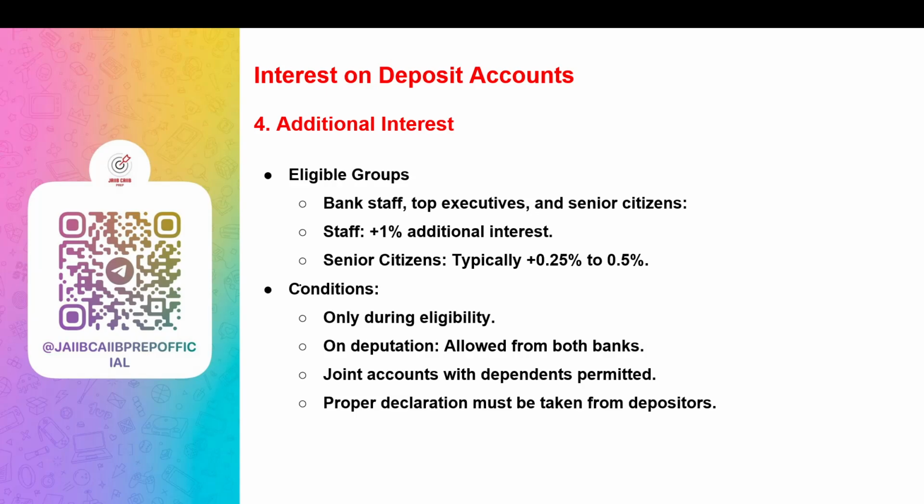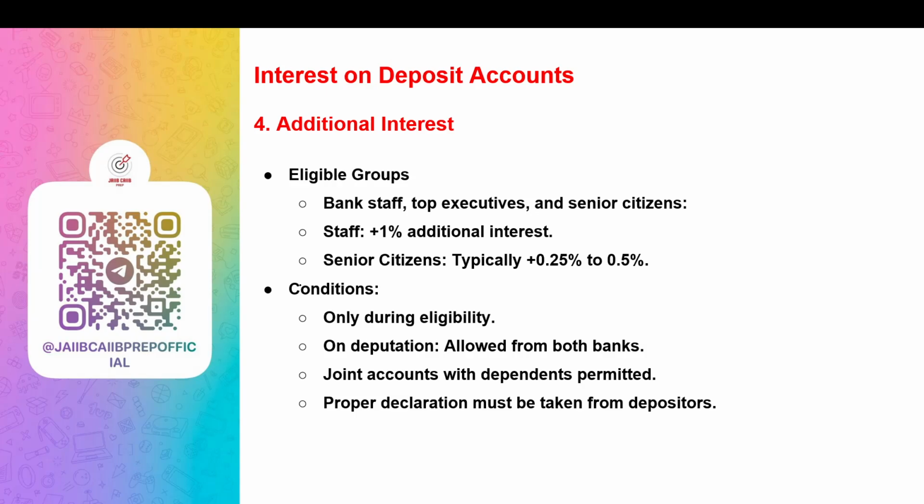So if the regular FD rate is 6%, a bank employee will get 7%. Number two, senior citizens. Banks usually offer 0.25% or 0.5% extra to people aged 60 years or above, but this depends on the bank's policy. If the normal FD rate is 6%, a senior citizen might get 6.5%.